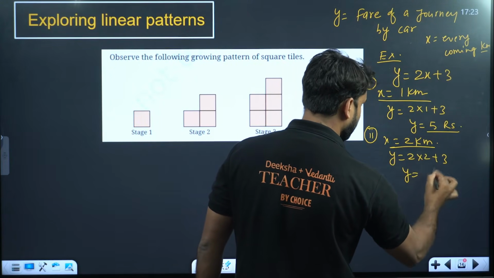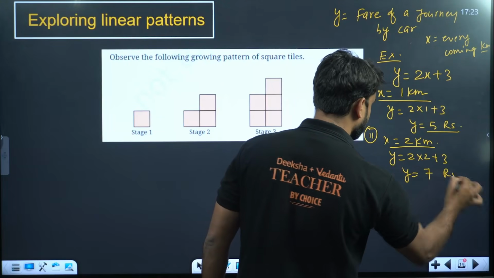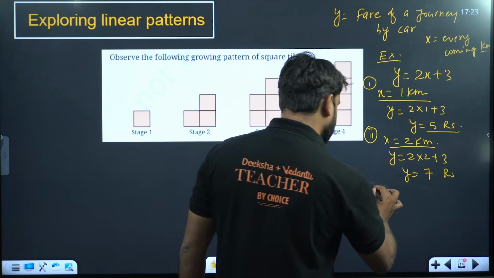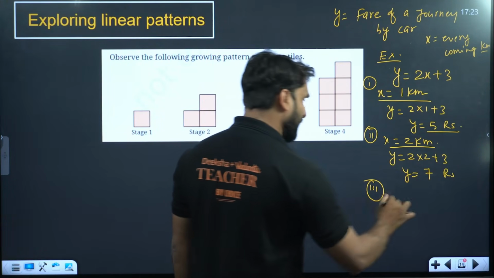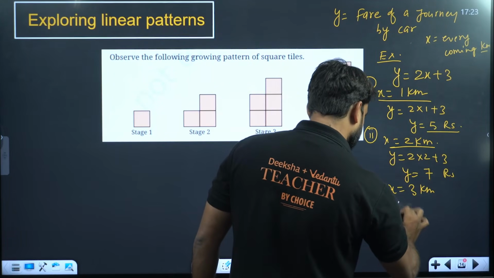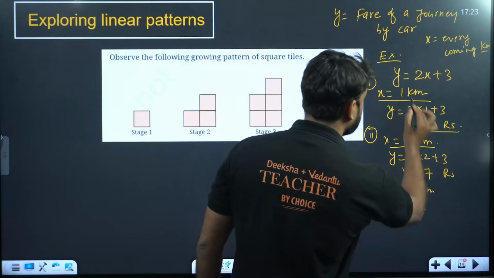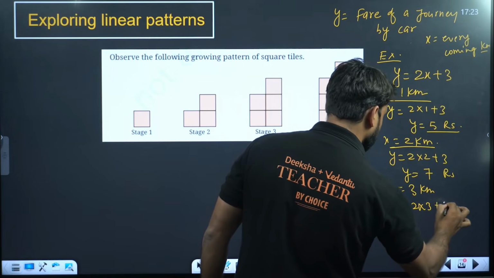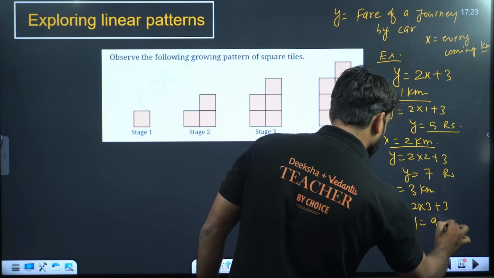So this is 2 to the 4 plus 3, and this is 7 rupees. Similarly, if I ask you how much amount I have to pay after traveling 3 kilometers by this car, so x will be equal to 3. This is the equation, 2 into 3 plus 3, so the answer will be 9 rupees.